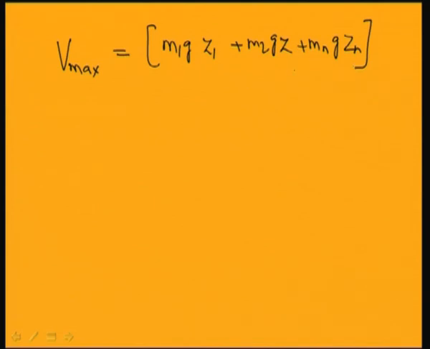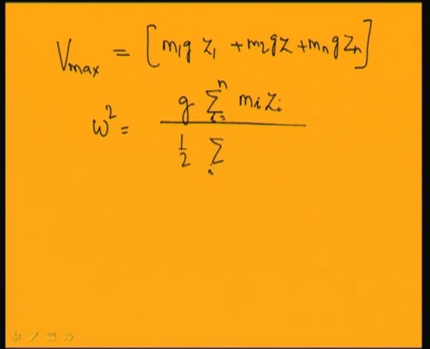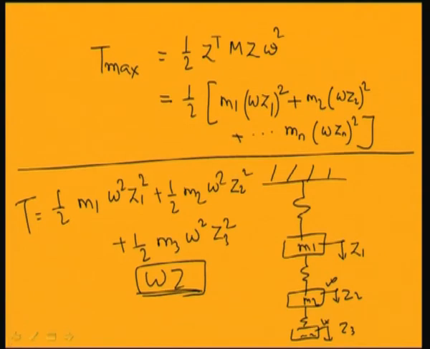Now, we can equate this and write this omega square in this form. It will be equal to g into summation i equal to 1 to n, m_i z_i, and this will be equal to half summation i equal to 1 to n m_i z_i square. Already we got this kinetic energy in this form, that is equal to half omega square into m1 z1 square plus m2 z2 square plus mn zn square.